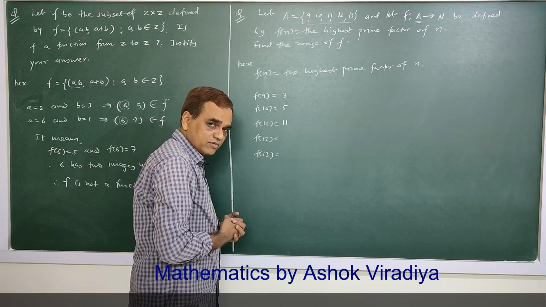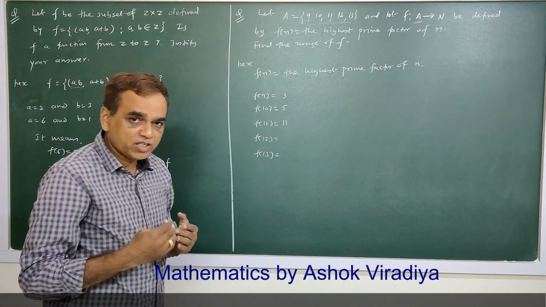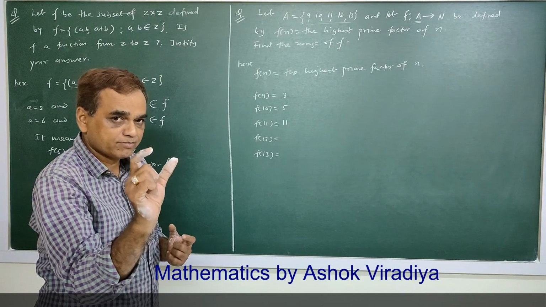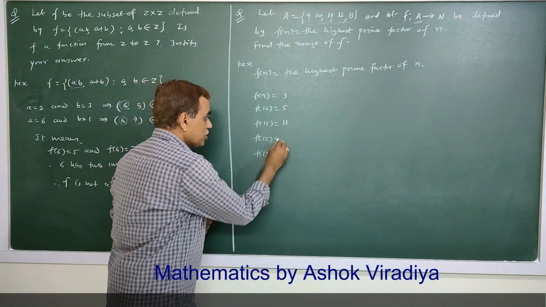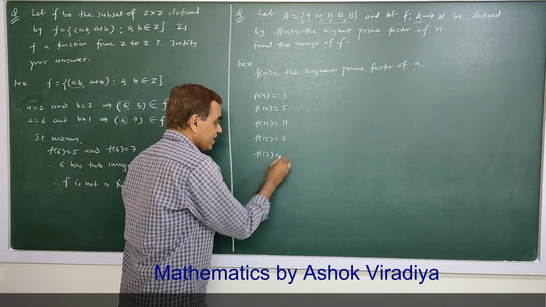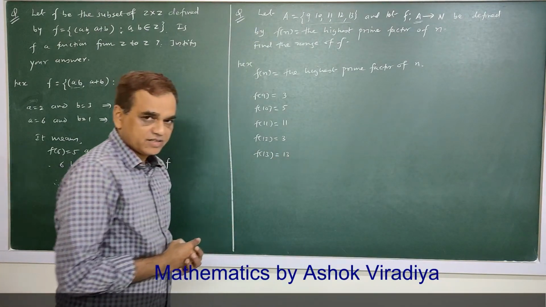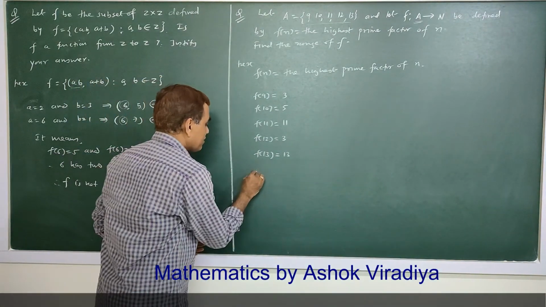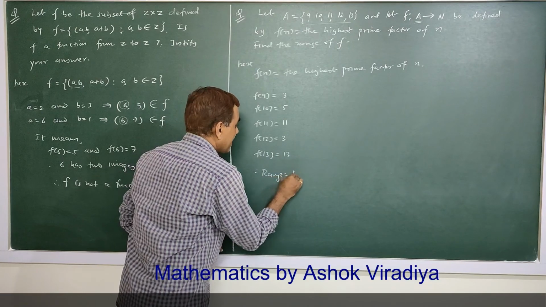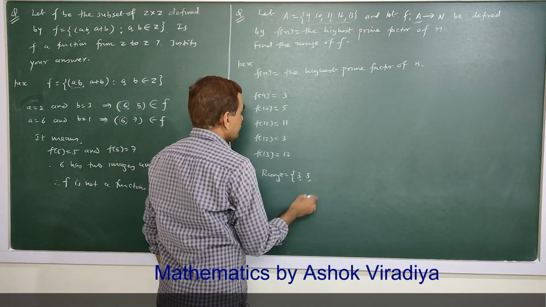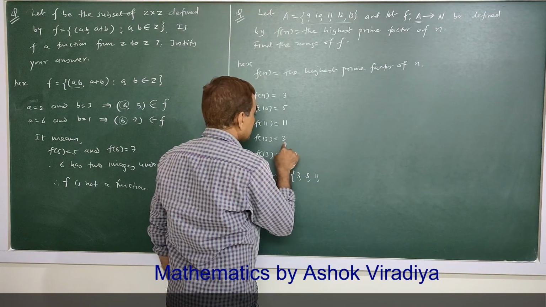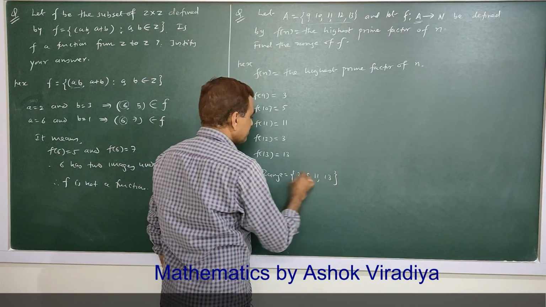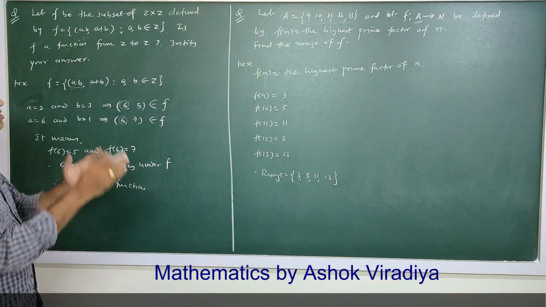f of 12. Factors of 12: 1, 2, 3, 6, 12. Among which 2 and 3 are prime. And highest is 3. f of 13. So 13 itself is a prime factor and it is highest. So these are the images. So the range of this function is 3, 5, 11, 3 already taken, so do not repeat 3 again, 13. So this is the range of this function.